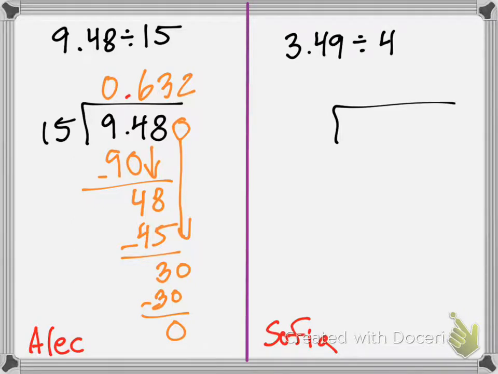Sophia, which number goes outside the house? Outside. 4. So the inside is 3 and 49/100. We just bring up our decimal. As we know, Sophia, how many times does 4 go into 3? 0. What about 4 goes into 34?